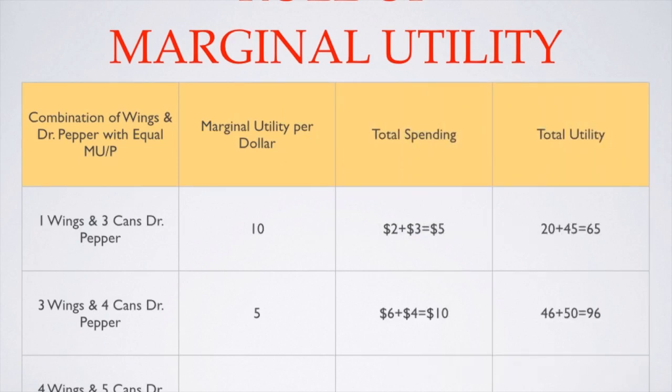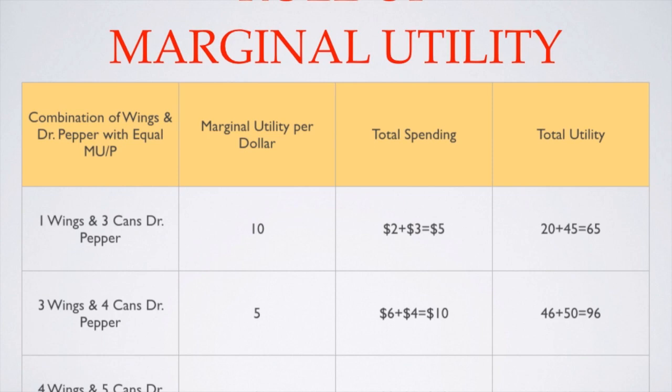In this chart, we identify several combinations of wings and Dr Pepper. The idea is to get the maximum utility by equalizing the ratio of marginal utility to price. In the first row, marginal utility is highest with the first wing and 3 cans of Dr Pepper. The second row's marginal utility is much lower when 2 or more wings and 1 more can of beverage is consumed. However, notice that still total utility increases as we consume more.